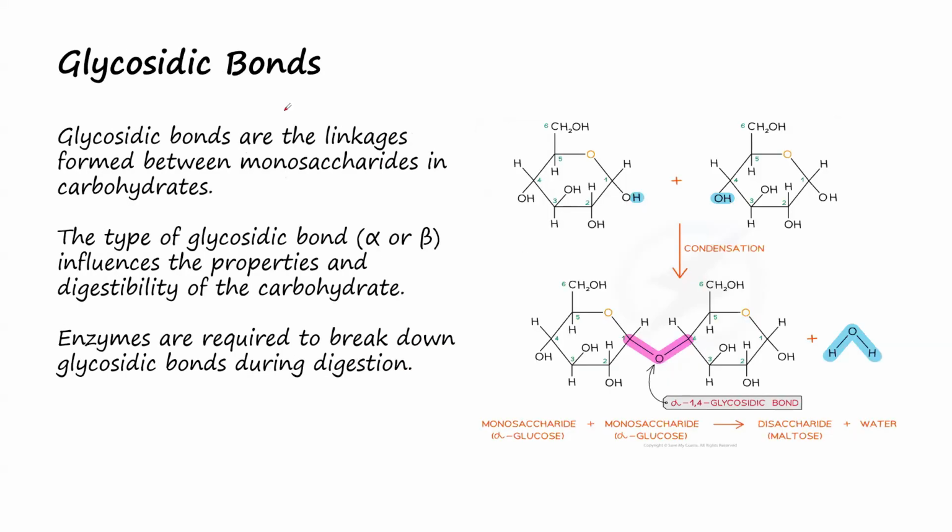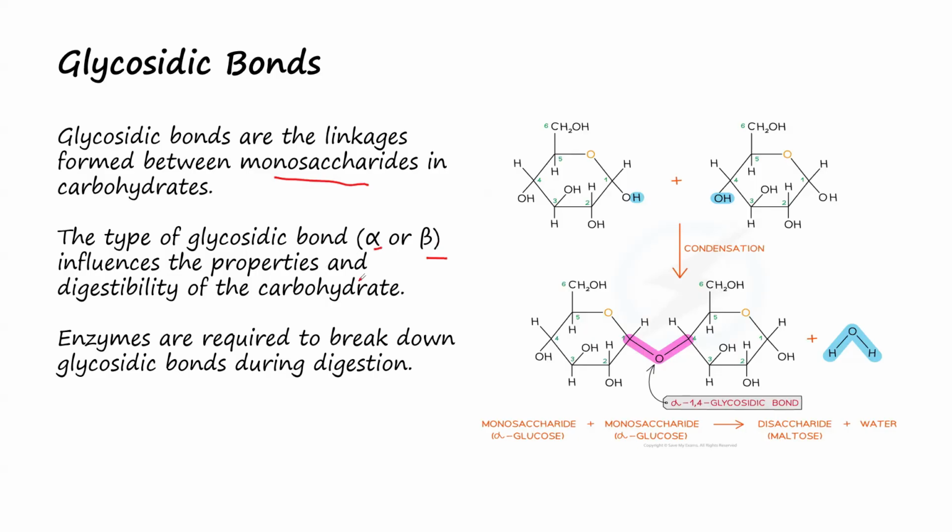So then let's actually look at the glycosidic bond. Glycosidic bonds are the linkages formed between monosaccharides in carbohydrates. The type of glycosidic bond can be alpha or beta, and this alpha and beta influences the properties and digestibility of the carbohydrate. Enzymes are required to break down glycosidic bonds during digestion.